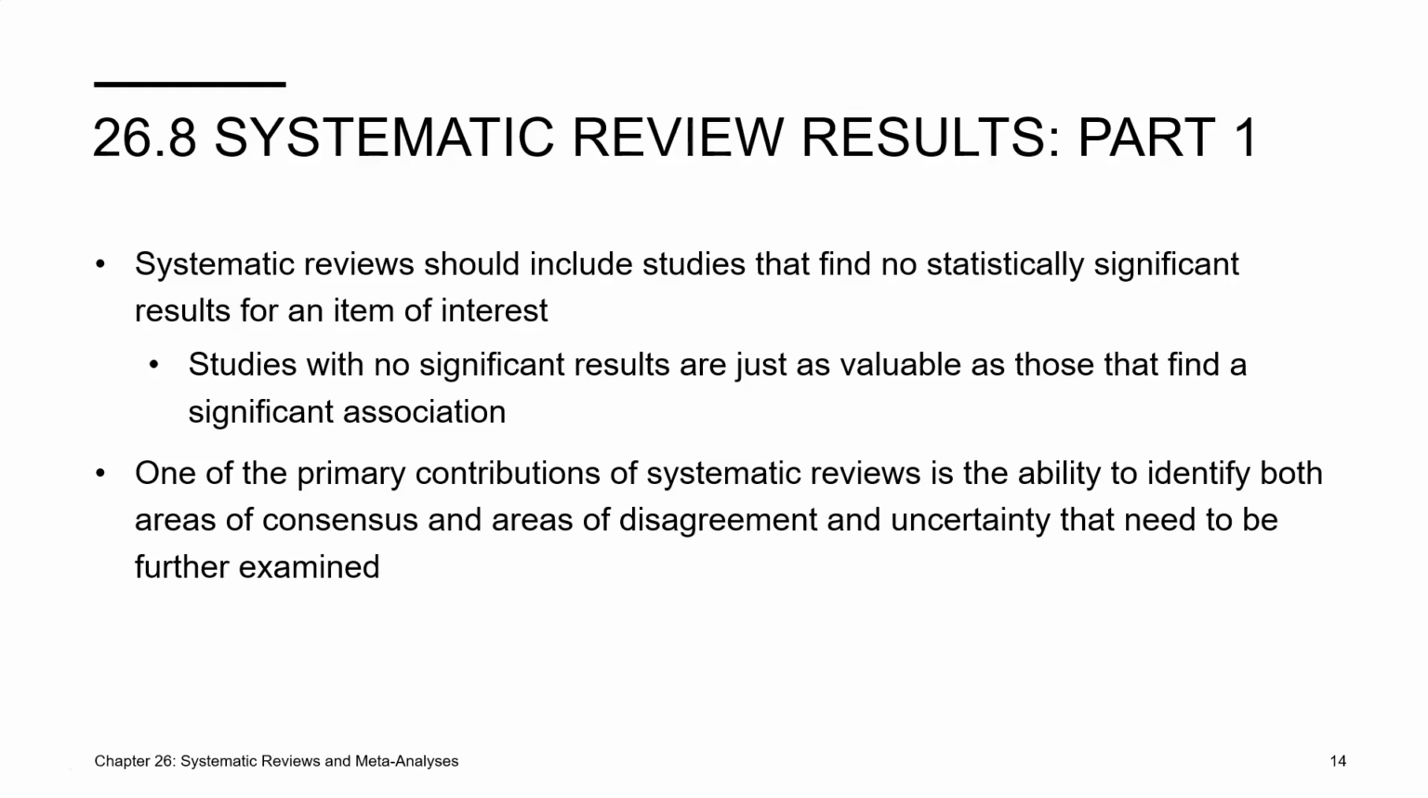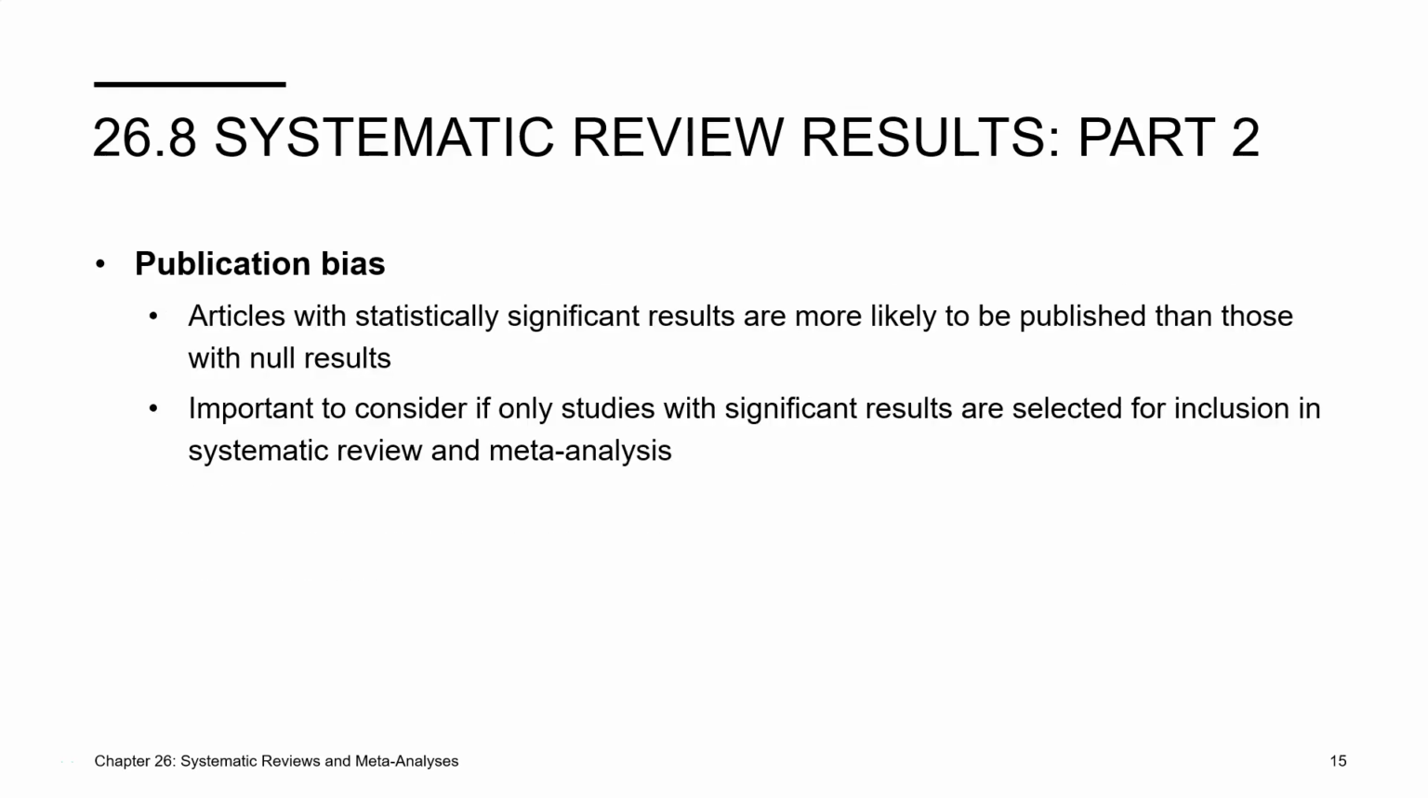Section 26.8 goes over reporting of the results. Systematic reviews should include studies that find no statistically significant results for an item of interest. So we want studies that include significant findings, but we also want studies that do not have significant findings if they're published. They're just as valuable as those that find a significant association. One of the primary contributions of systematic reviews is the ability to identify both areas of consensus and areas of disagreement and uncertainty that need to be examined further in future research.